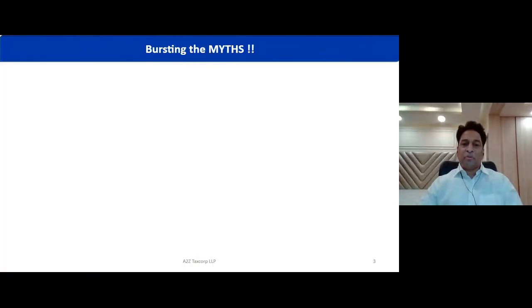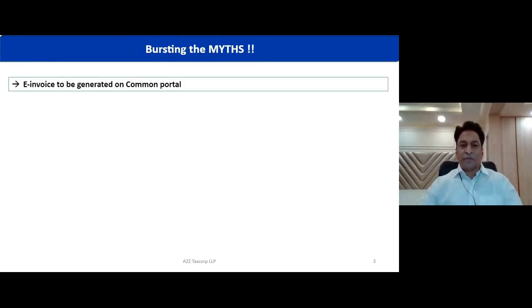We are going to burst certain myths which are there in the market. In the name of generation of e-invoice, there is a myth in the market that we need to raise the invoice on the GST Common Portal. This is totally incorrect. I'm going to tell you how this would be, but for sure, we are not going to generate e-invoice on the GST Common Portal.